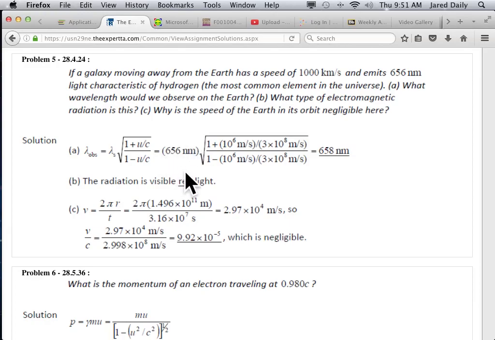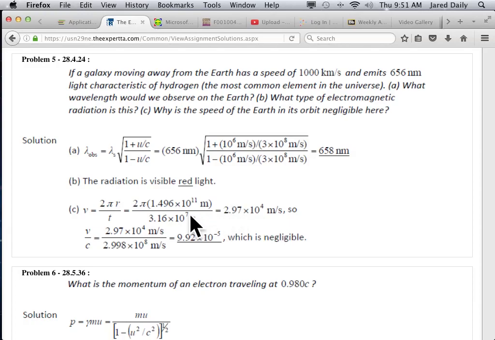The wavelength it's emitting is 656 nanometers, and we just calculate 658 nanometers. So there is definitely a redshift. It is a slightly longer wavelength than it should be, by 2 nanometers. Then the radiation is visible red light, because it's 658 nanometers. That is red. And then the last thing: why is the speed of the Earth in its orbit negligible here? Well, you could include the speed of the Earth in this, but the speed of the Earth is so much slower than 1,000,000 meters per second.